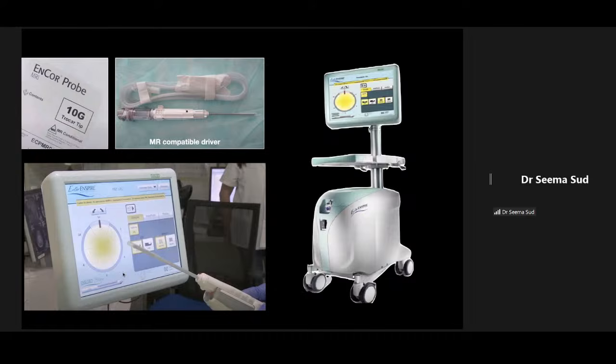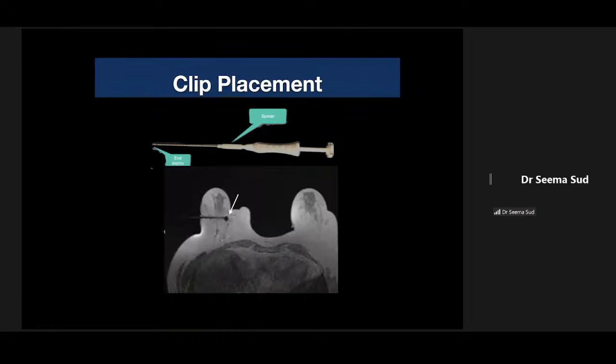You can even take 2 circles. And after you've done this, we need to place the clip. We use the ultra clip, and you can see the clip has been placed at the site of the biopsy. So this is how we do the whole procedure.